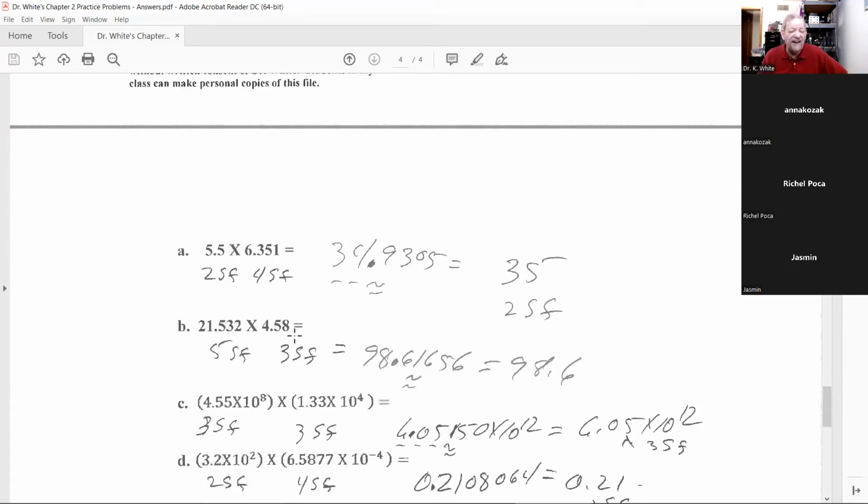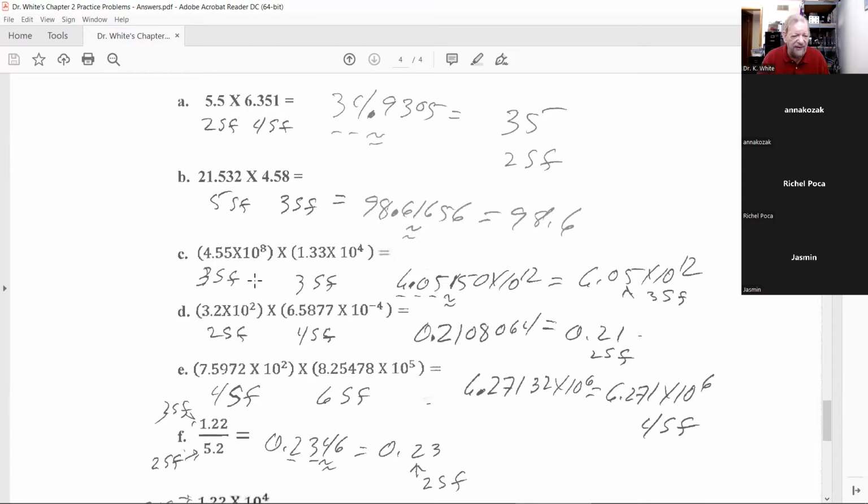And if we look at A, we have 5.5 times 6.351. And I didn't have it in scientific notation, bad Dr. White, I should have, but 5.5 is 2 significant figures, 6.351, 4. Your answer should be 2, so you have to round this off to 2, keep the 3, keep the 4, use the 9 to round off, drop that, increase the number in front by 1.